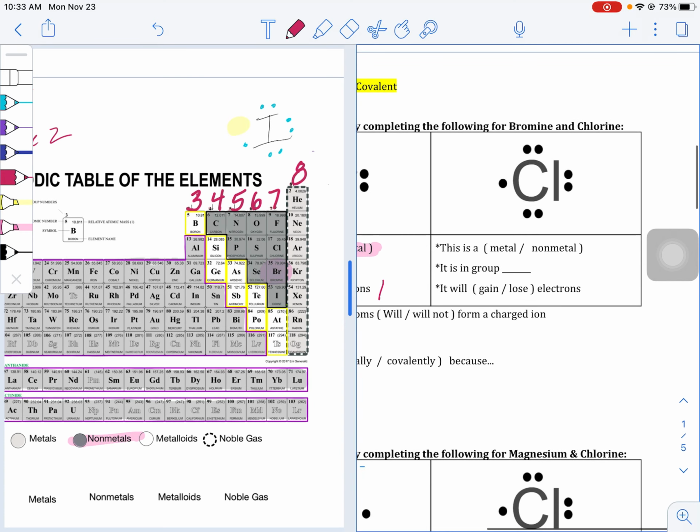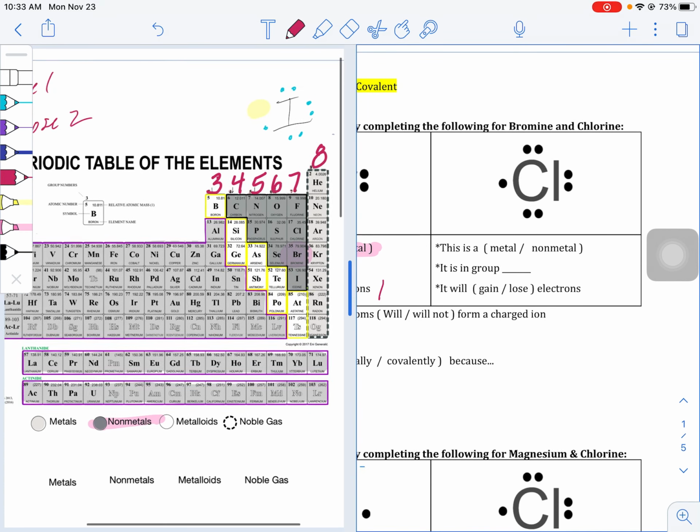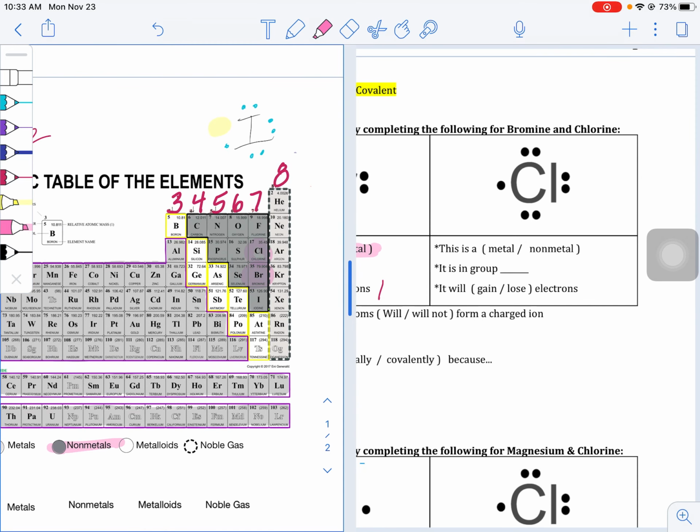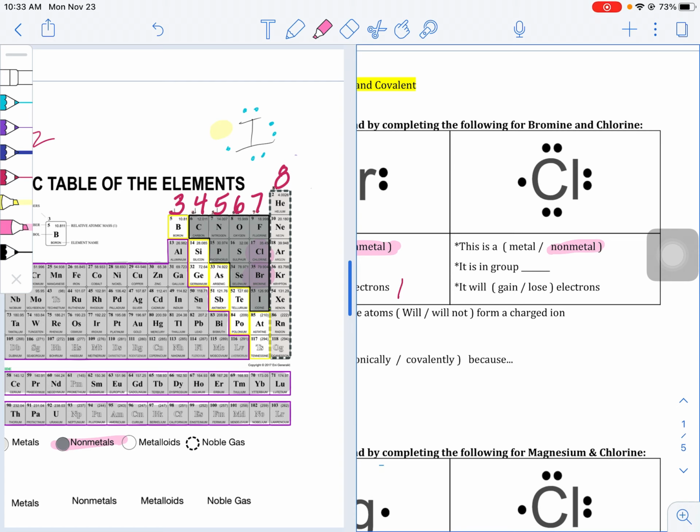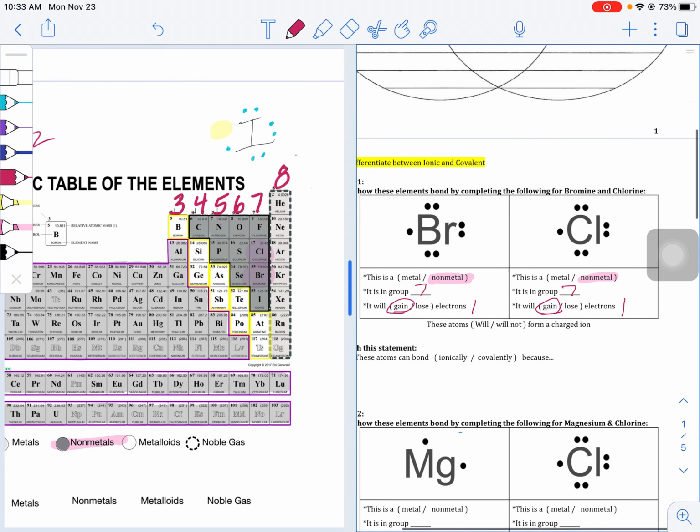Same set of questions over here for chlorine. We see chlorine is in the exact same area as bromine. Here it is right above it. So we know it is also a nonmetal, also in group 7, and also will gain 1. So here we're looking at two elements that need to gain. If they both need something, we know that an ion will not form. Right? Ions happen with electron transfer. We do not see electron transfer here because each element needs to gain electrons.